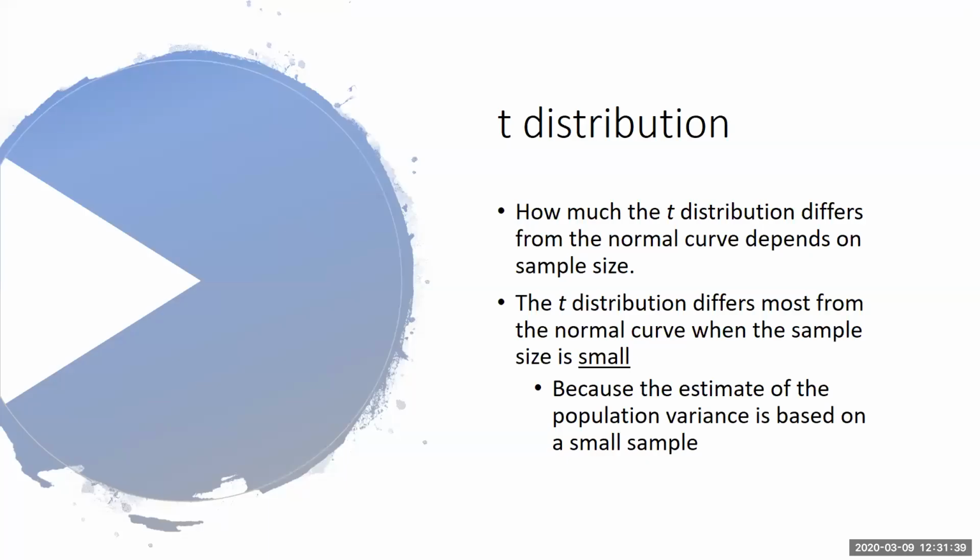So now that we talked about why Gossett invented his T distribution, I want to talk to you a little bit about what it looks like and what it's trying to do for us. Hopefully my last lecture made the point that we can no longer use the Z distribution when deciding our rejection regions if we don't know the population standard deviation.